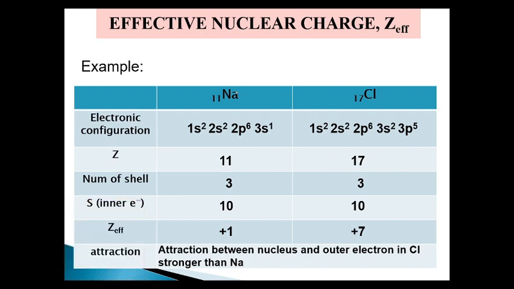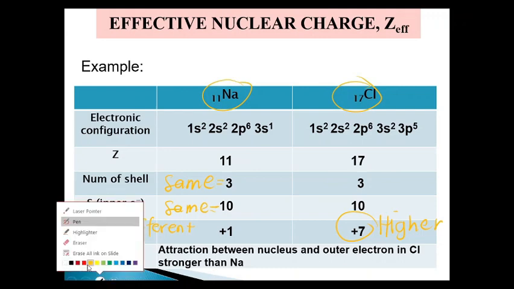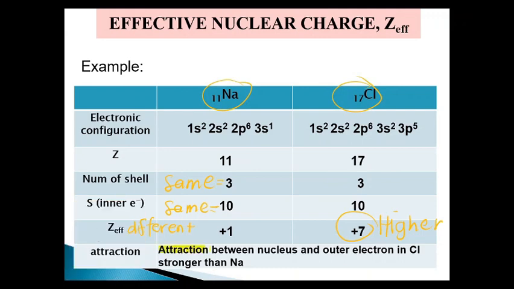So we can conclude that for sodium and chlorine, even though they have the same number of shells, which is 3, and the same number of inner electrons, which is 10, they have different nuclear charge, where chlorine is higher than sodium. So we can say that the attraction between nucleus and outer electron in chlorine is stronger than sodium.